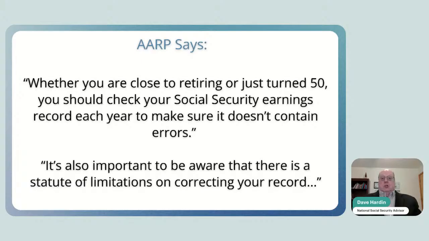AARP says whether you're just close to retirement or you're just turning 50, you should be checking your Social Security statement every single year for mistakes. Also, it's important to know that some of those mistakes have statutes of limitations on them, where if you wait too long, you can't fix them at all.